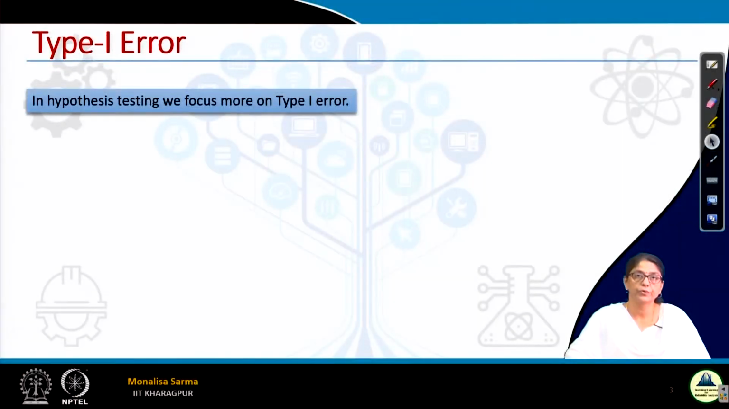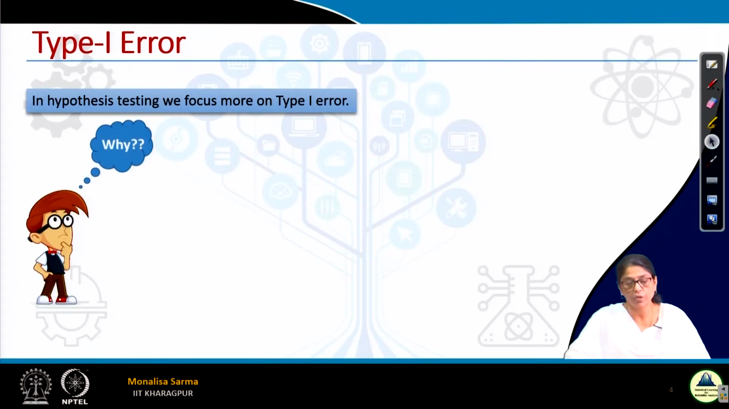Okay, so in hypothesis testing we focus more on type 1 error. Why? Because the first step is we specify H0, H1 and the significance level. What is the significance level? Significance level is the maximum acceptable probability of rejecting a true null hypothesis, isn't it? What is the significance level? Maximum acceptable probability of rejecting a true null hypothesis.